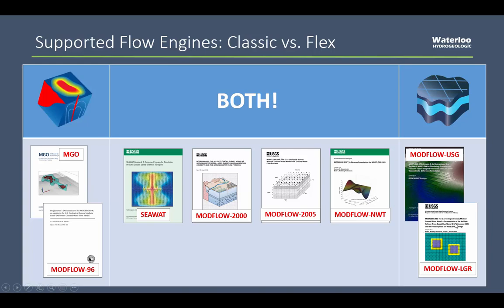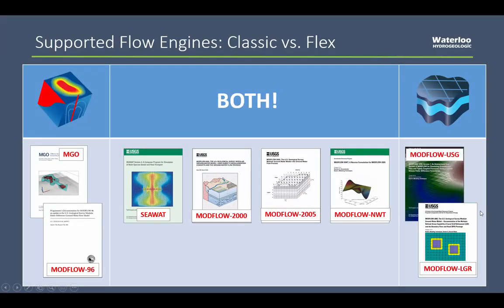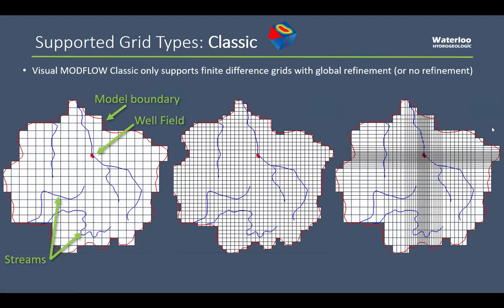Now you'll notice that some of these flow engines that are available in Visual MODFLOW Flex have never been available in VMOD Classic. So those include MODFLOW USG and MODFLOW LGR. And actually, the fact that we have a few additional flow engines supported in Visual MODFLOW Flex speaks to the fact that we'll actually have a few additional grid types that are supported. So in Visual MODFLOW Classic, VMOD Classic only supported the regular finite difference grid types. So you would be restricted to grid types similar to these ones with global refinements.